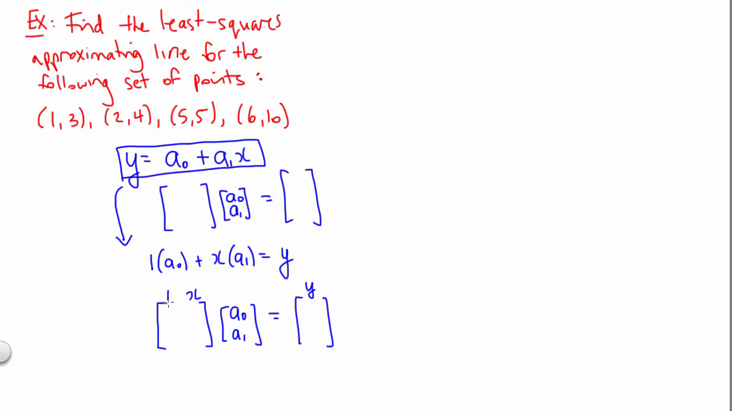All right, so the first column here on the left side is just going to represent a column of ones. And beside that, we're going to fill in our different x values that were given in our set of points in the problem. So the x values were 1, 2, 5, 6. And then over on the right side, we're going to fill in our y values from the given set of points. So that would be 3, 4, 5, 10.